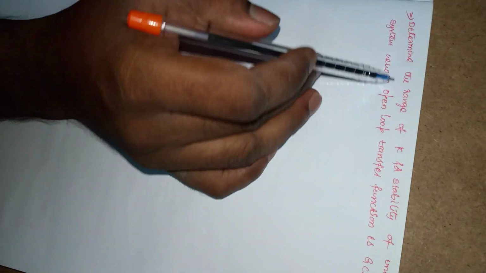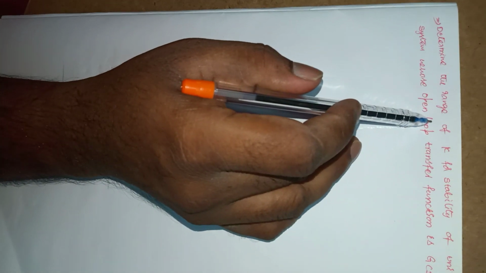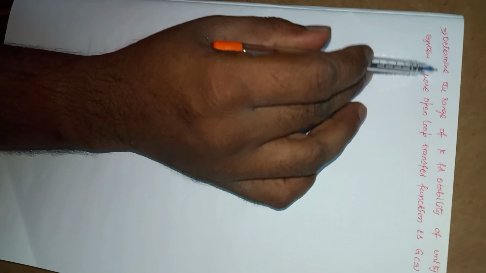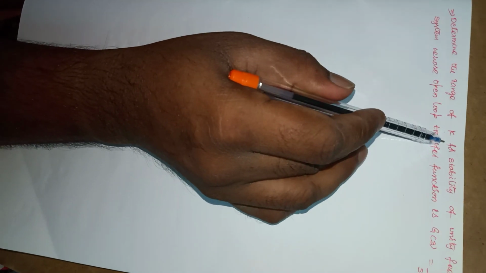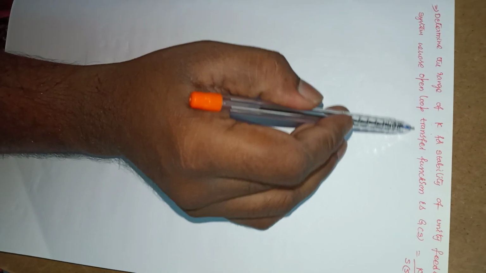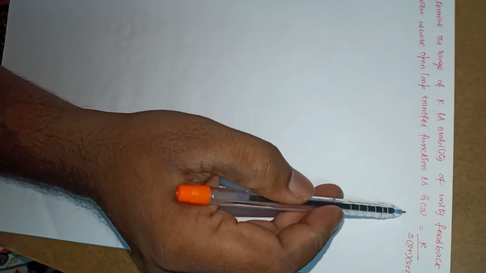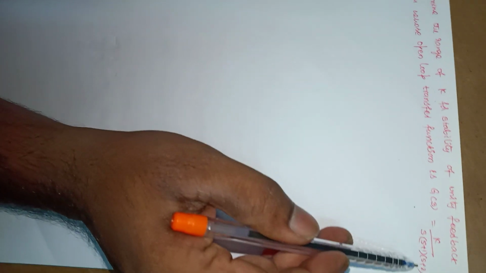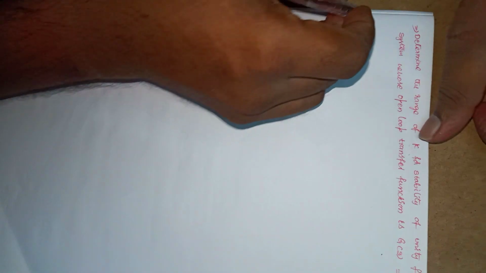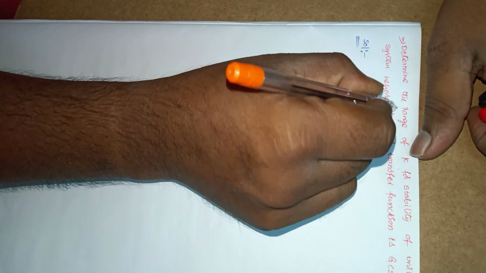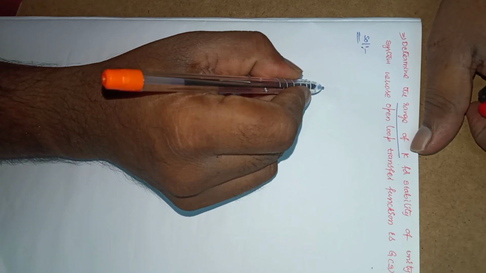Here there is a problem on this Routh-Hurwitz criterion. In this problem, determine the range of K for stability of a unity feedback system whose open loop transfer function is G(s) = K divided by s into (s plus 1) into (s plus 2). So how to find the range of K value? The range of K, this is what we have to determine here.